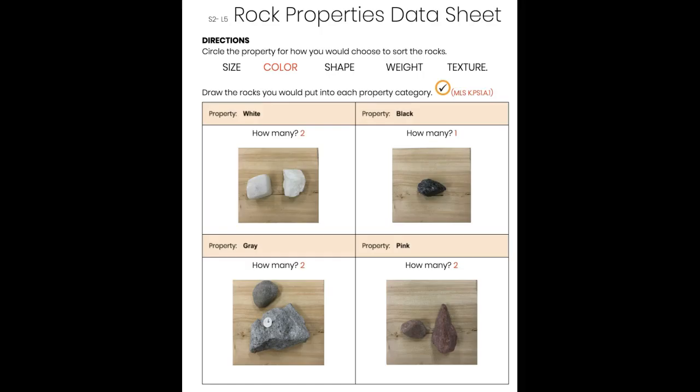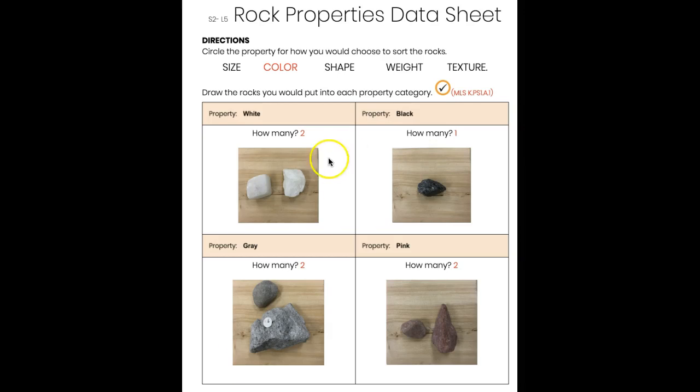Here is an example of how you could lead the discussion. As a class, you would decide that everyone should sort their rock by color. So at the top of this page, they'll circle the word color. You will then have groups organize their rocks into different categories of color.